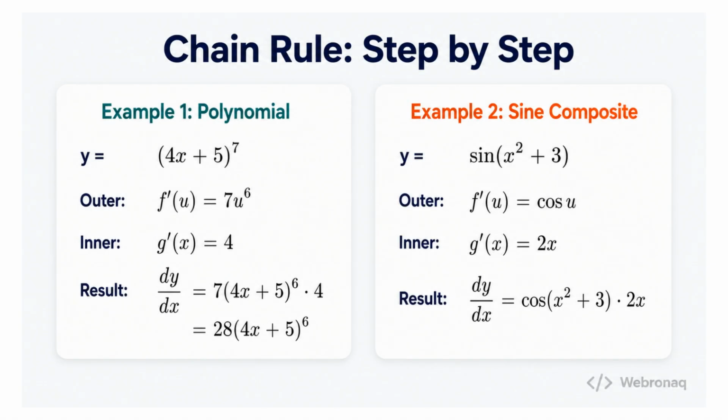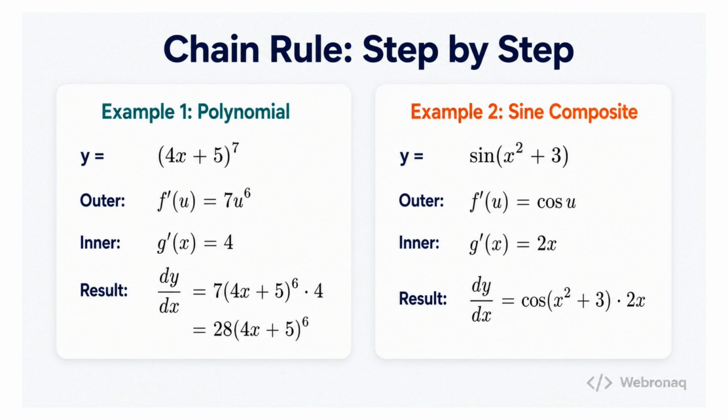Let me show you the chain rule in action with two examples. First, y equals the quantity 4x plus 5 raised to the 7th power. The outer function is u to the 7, so its derivative is 7 times u to the 6. The inner function is 4x plus 5, so its derivative is 4. Applying the chain rule, dy divided by dx equals 7 times (4x plus 5) to the 6 times 4, which simplifies to 28 times (4x plus 5) to the 6.